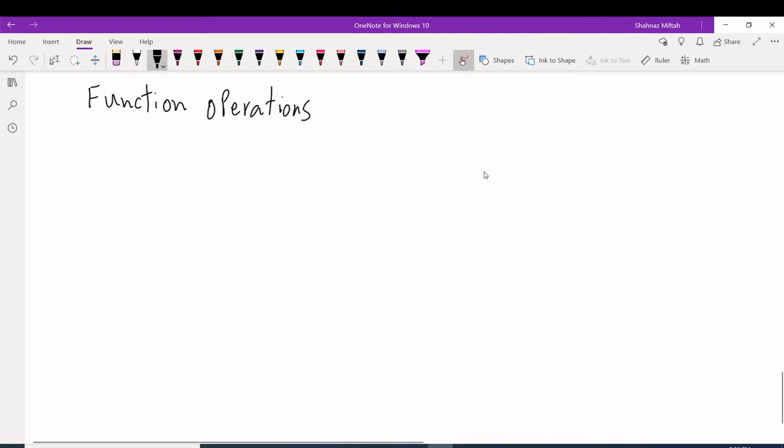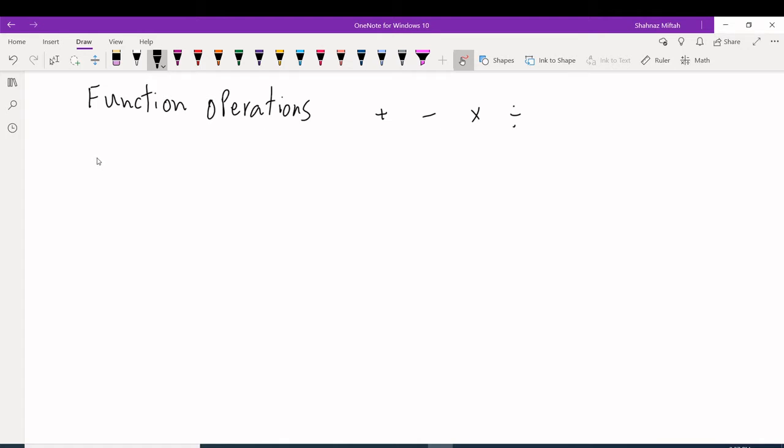In this video, we will talk about function operations. What is operation? Operation means add, subtract, multiply, divide. So we will add, subtract, multiply, divide for different functions. So let's start with the different rules.